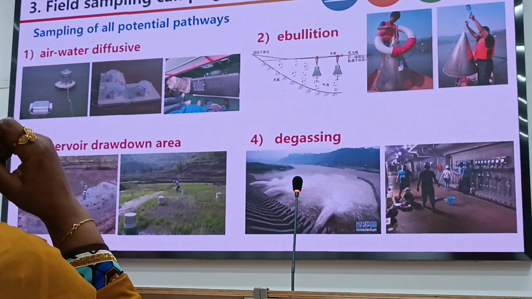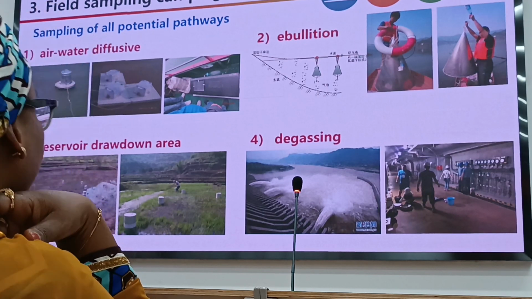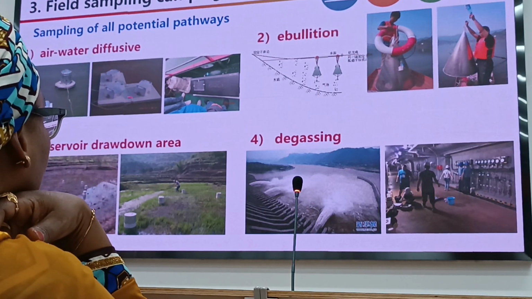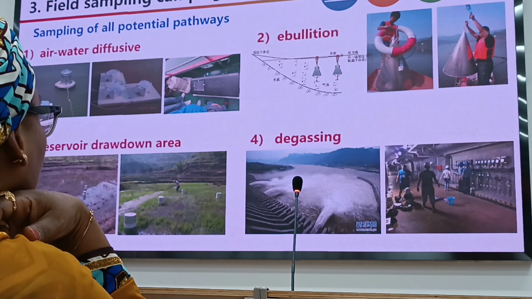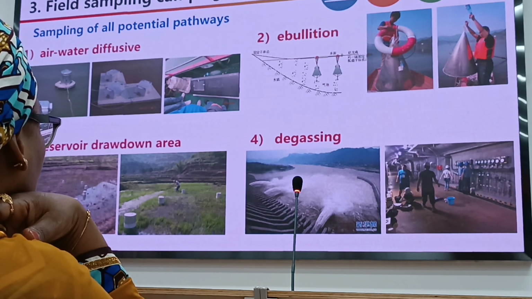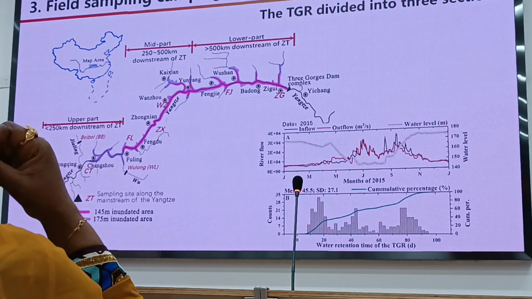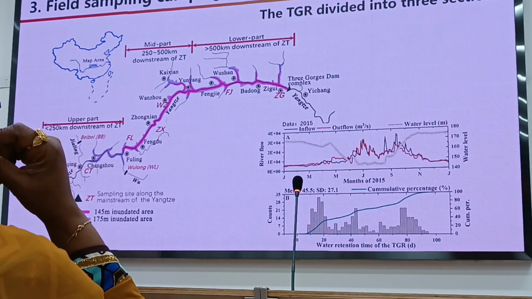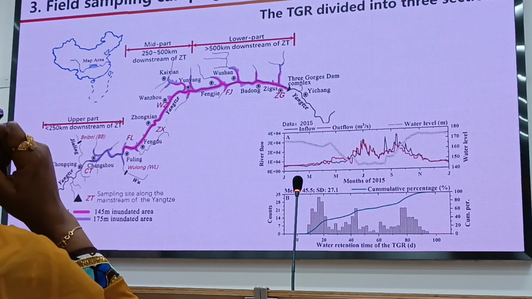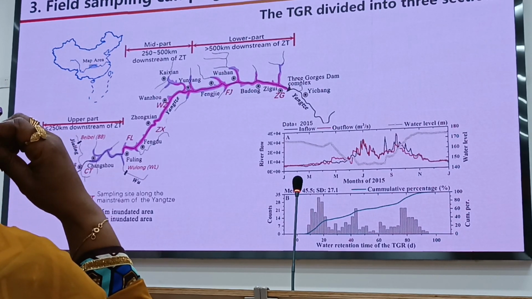And we take some air-water diffusive samples on the mainstream, and also the equilibrium emission in the shoreline area, and also we take some samples in the reservoir drawdown area. And this is at the heart of the turbine house of the dams, to measure the gas emission. According to this, we divided the upper part in Chongqing to Fuling, those towns right here, Fengdu. You'll see that the water velocity and the hydrological condition are totally different.